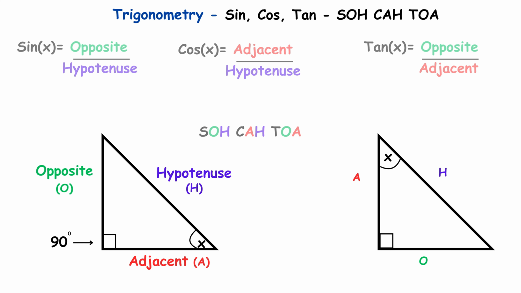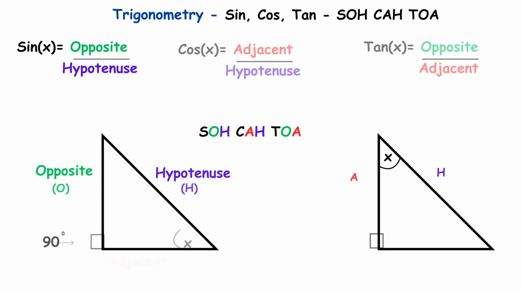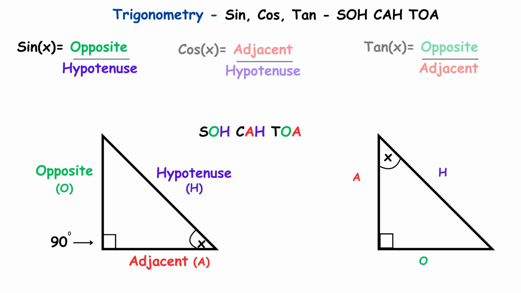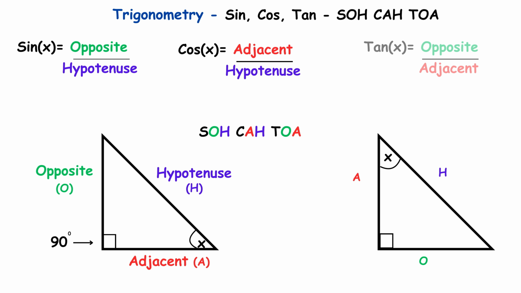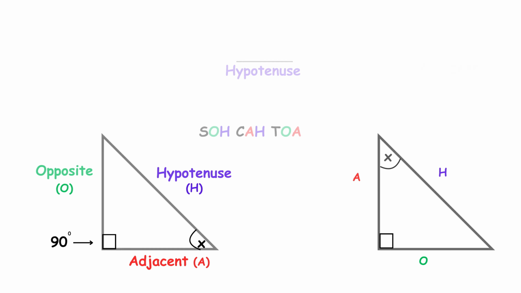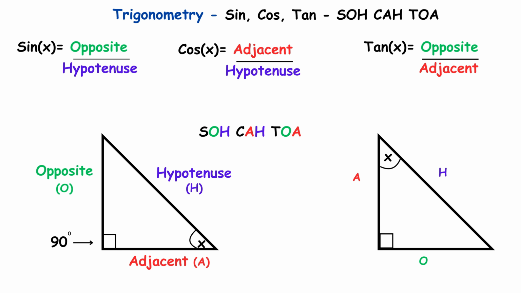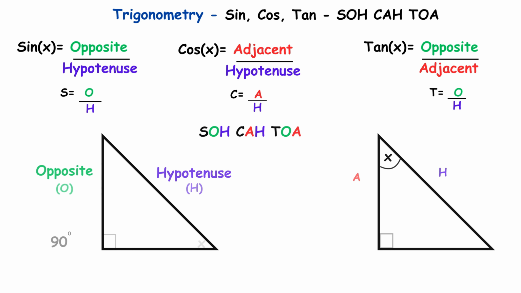Now, to help us work out the unknown angles and sides, we're going to be using three different equations: sine x equals opposite over hypotenuse, cosine x equals adjacent over hypotenuse, and tangent x equals opposite over adjacent. Unfortunately, you have to remember all of these off by heart, but what's easier is just to remember the phrase SOH CAH TOA, and then you can work out the equations from that.